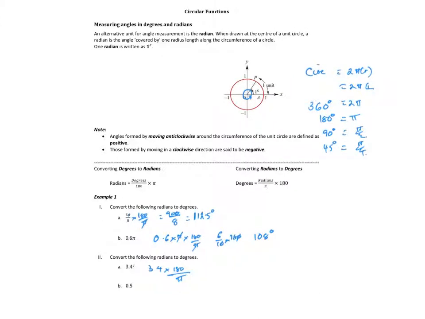So I unfortunately don't have a calculator handy, although actually I've got my phone here. So if I go to my phone and do what I have to do, 3.4 divided by pi times 180 is equal to 194.8, so we'll call it 195 degrees. And 0.5 times 180 over pi is 90 over pi, and again 90 divided by pi equals 28.6 degrees. So there's that conversion there.